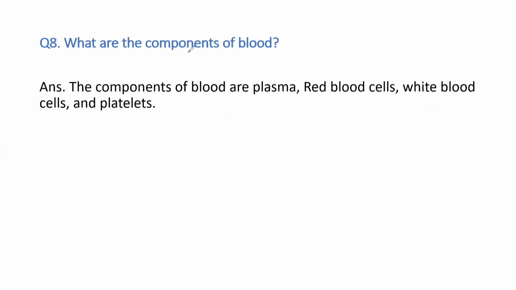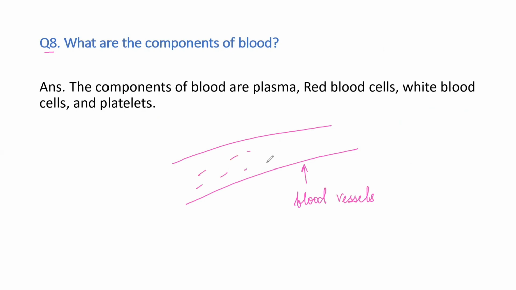Question number 8. What are the components of blood? So if you all remember, our blood flows in blood vessels. Okay, these are pipe-like structures. So the blood flows in blood vessels. The fluid part is called plasma. Okay, and inside the plasma there are various cells that are suspended, like the red blood cells. These are red blood cells. Okay, then there are white blood cells, and there are platelets.